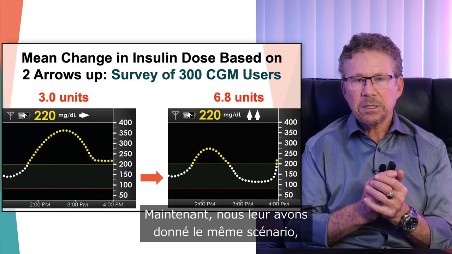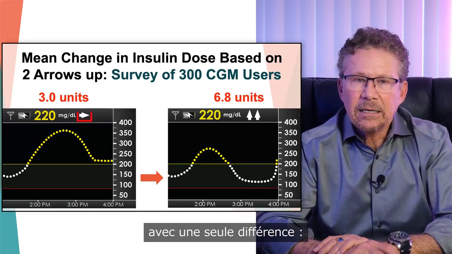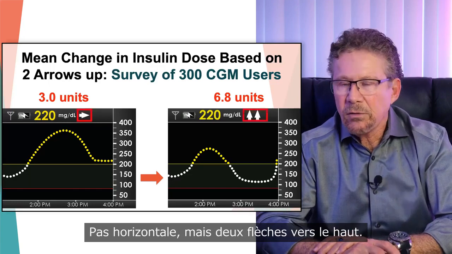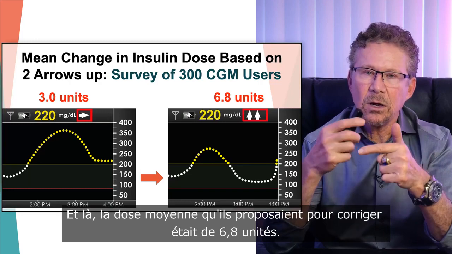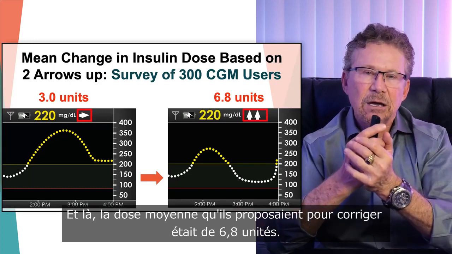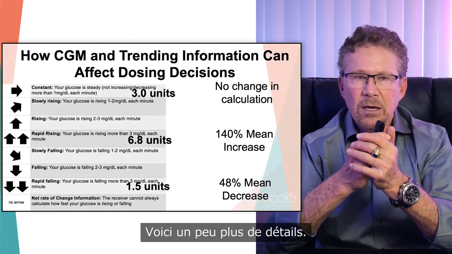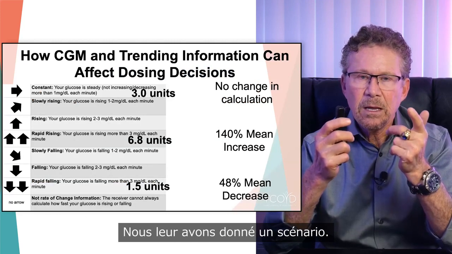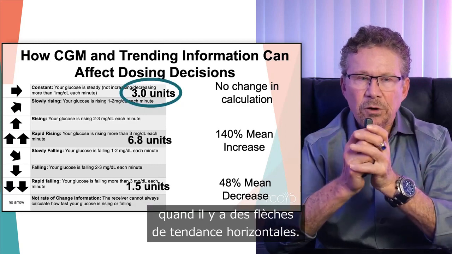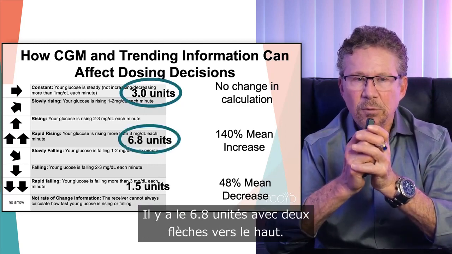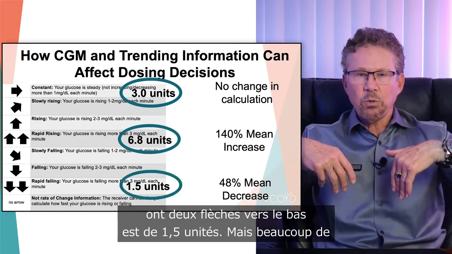Now, we gave them the same scenario, but the only thing we said differently was look at the trend arrows, not straight across, 2 arrows up. And then the mean dose that they would correct is 6.8 units. Here's a little more detail. We gave them a scenario, and you can see there's the 3 units when their trend arrow is straight across, there's the 6.8 with 2 arrows up. And the mean dose they would give when they had 2 arrows down was 1.5.